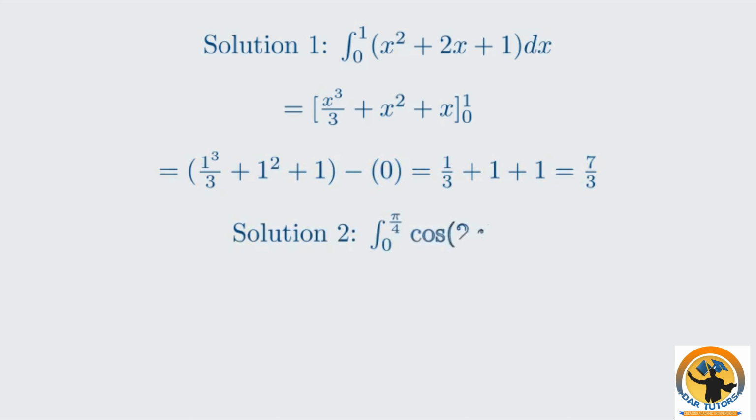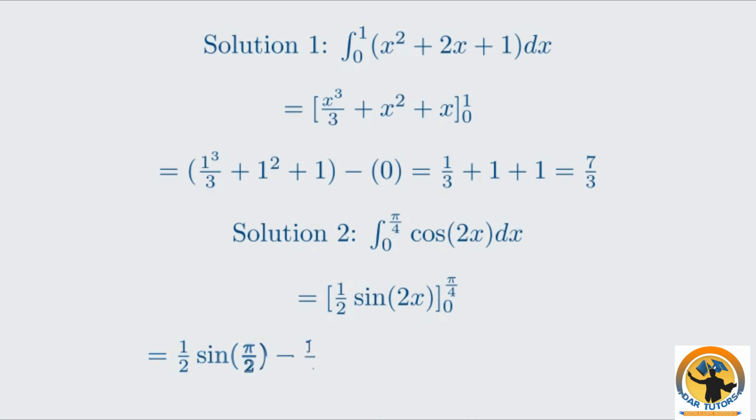For question 2, the antiderivative of cosine of 2x is 1/2 sine of 2x. Evaluating from 0 to pi over 4, we get 1/2 sine of pi over 2 minus 1/2 sine of 0. This is 1/2 times 1, which is 1/2.